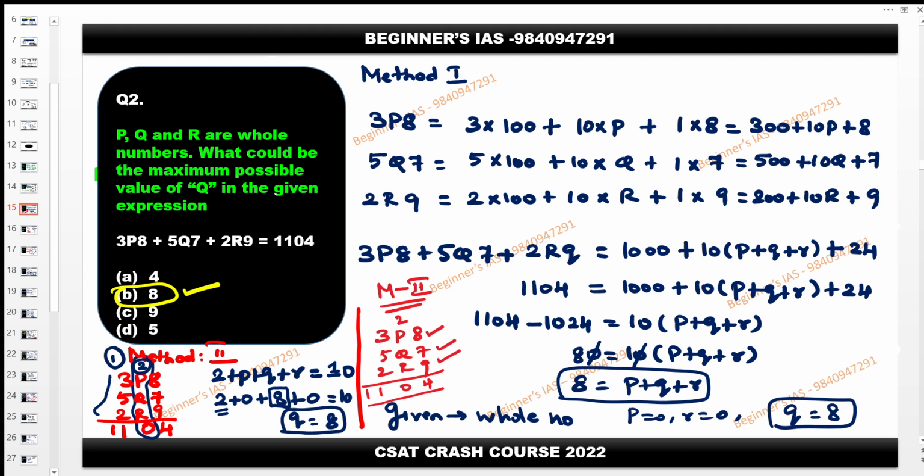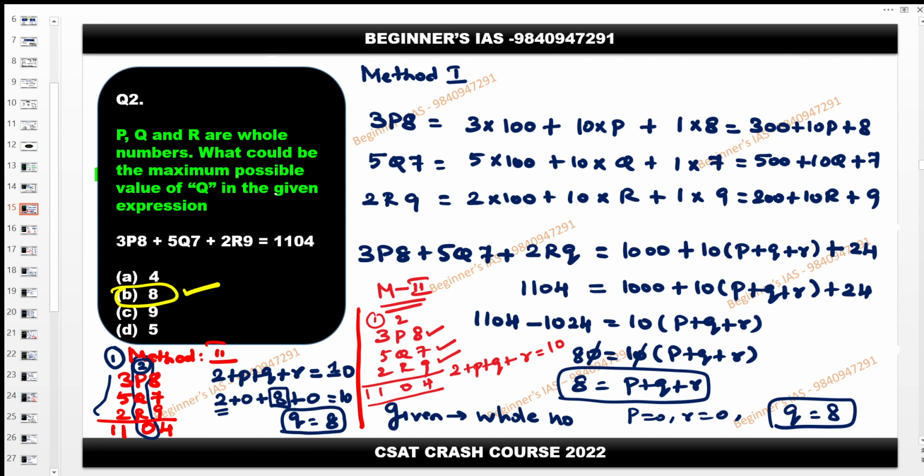Please remember, this is a shortcut method. Now listen carefully. 2 plus P plus Q plus R is equal to what? Here the unit place is 0. Check whether it carries 1 or 2. How to check? Add this one first. Here 8, then 10. So to get 11, we need a 1. Therefore 1 should be carried here. So 10. Now add these things.